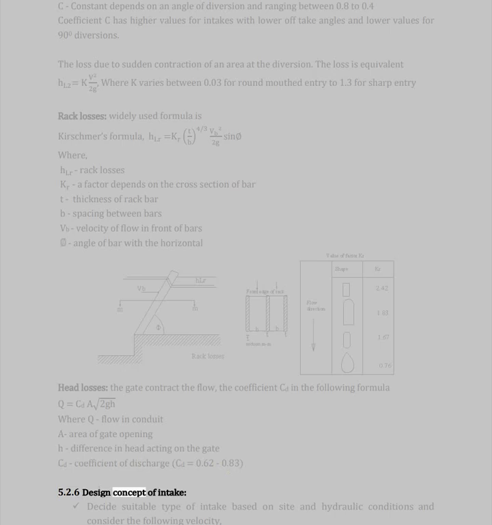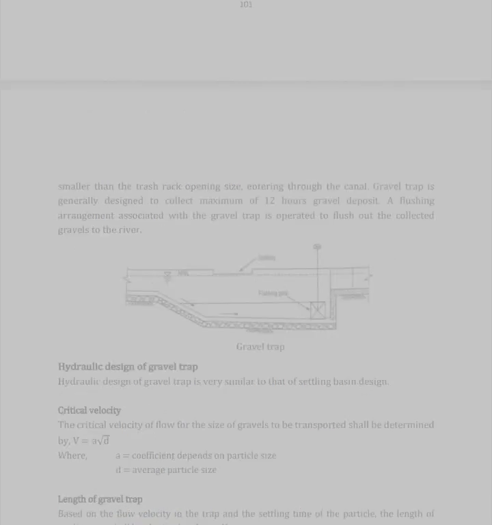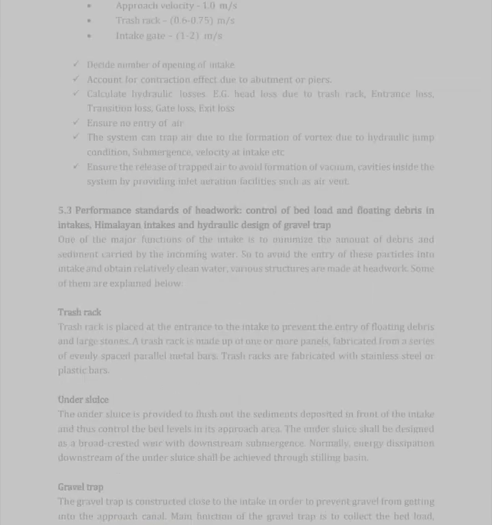5.2.6 Design concept of intake. Decide a suitable type of intake based on site and hydraulic conditions and consider the following velocities. Approach velocity 1 meter per second. Trash rack 0.6 to 0.75 m/s. Intake gate 1 to 2 m/s.